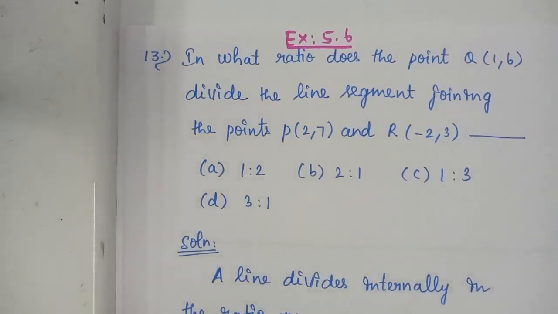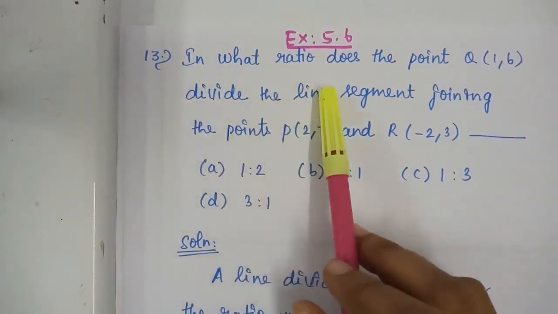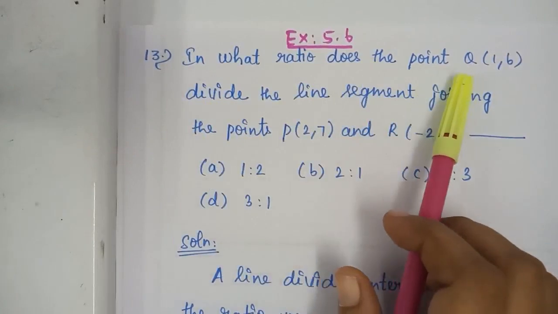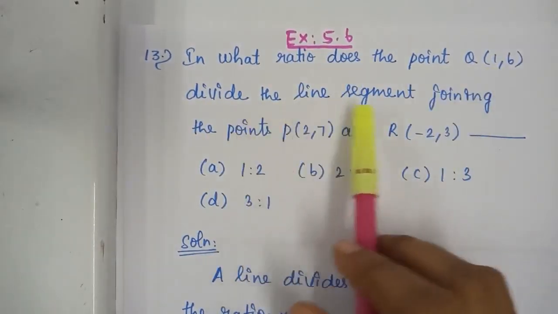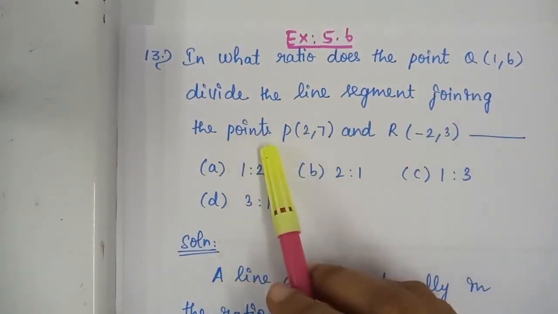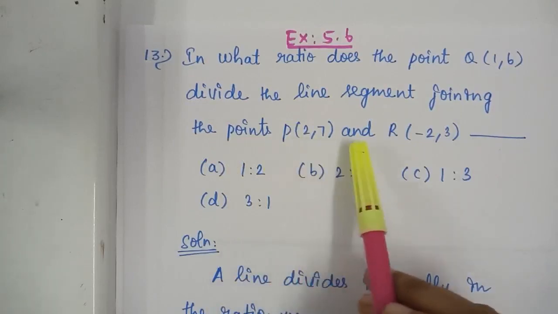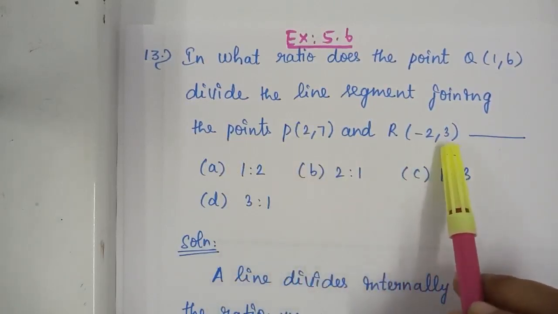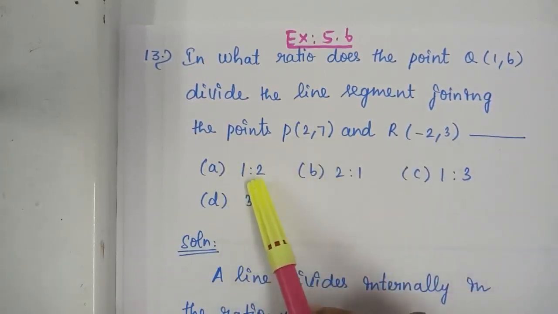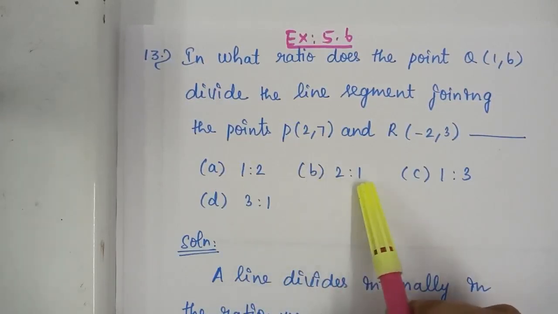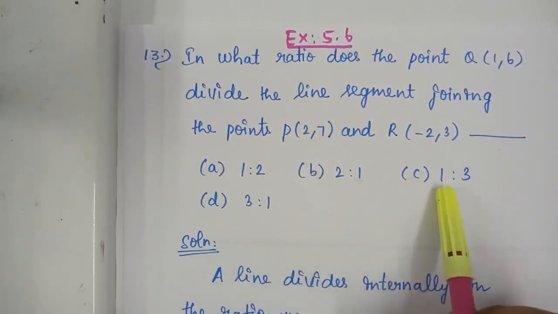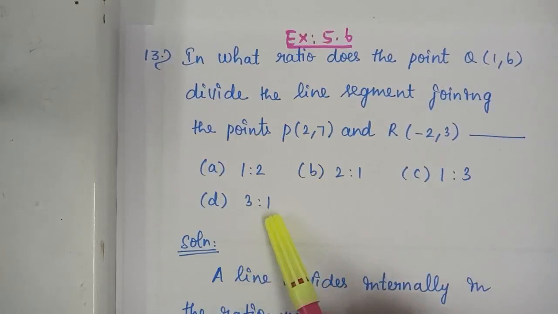5.6 problem number 13. In what ratio does the point Q of (1,6) divide the line segment joining the points P of (2,7) and R of (-2,3)? Option A is 1:2, option B 2:1, option C 1:3 and option D is 3:1.